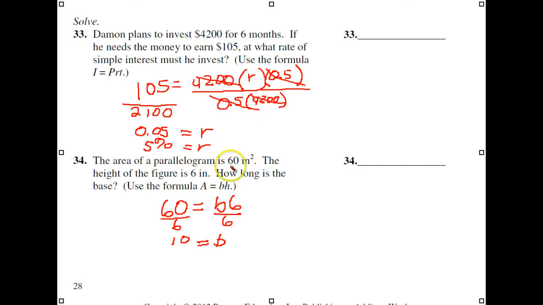Here we're substituting the formula for a parallelogram. A equals BH. My area is 60. I don't know my B, but I know my height is 6. I divide both sides by 6. I get B equals 10. All right, this was a long tape, and hopefully you've picked up some good points.